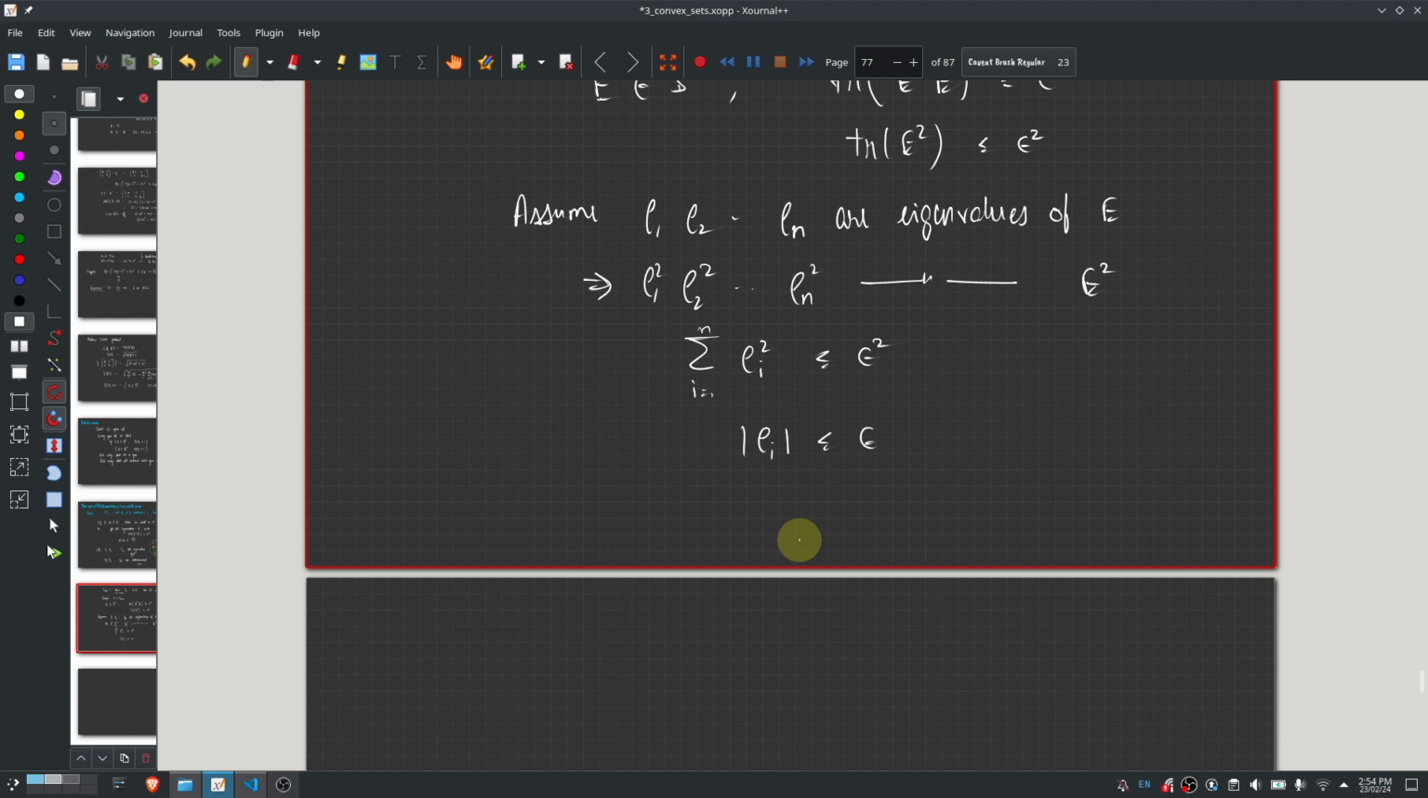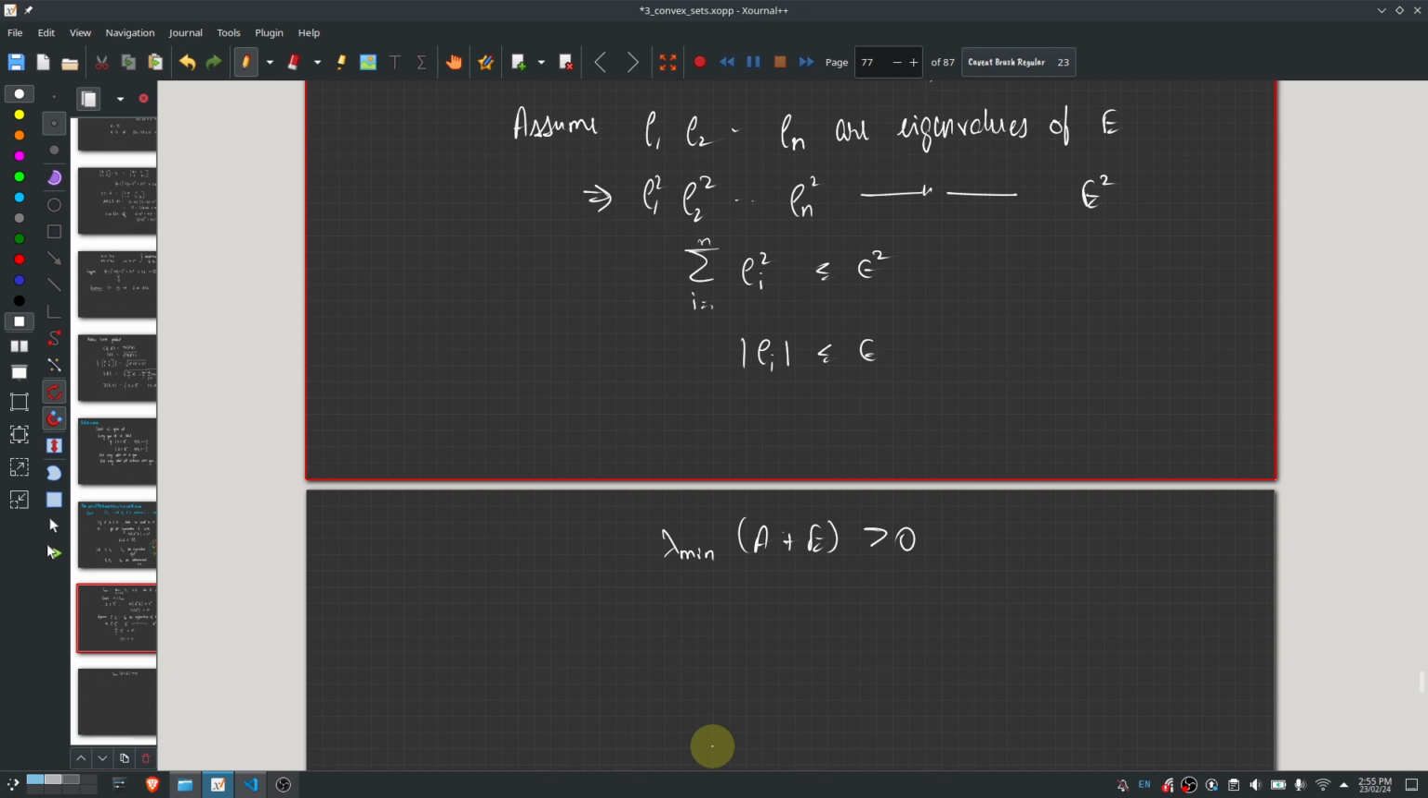Okay. So what can I say about eigenvalues of any general symmetric matrix? I need some bound on the eigenvalues. So if I'm able to show that the minimum eigenvalue of the matrix A plus E is strictly greater than 0, then I'm done. Correct? Because I basically want to show that A plus E is positive semi-definite. In fact, I'll show that it is positive definite. Okay. Now I need some bound on the minimum eigenvalue of A plus E.